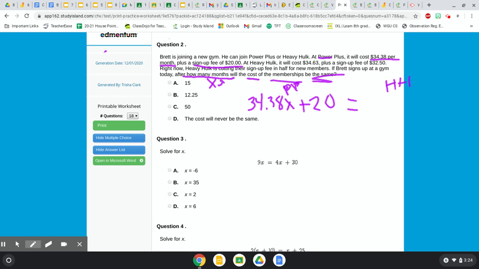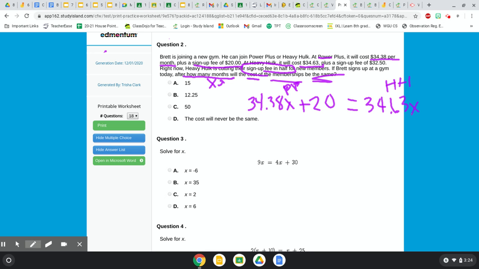Now I have to think about Heavy Hulk, but I have to keep this sign up fee is in half in mind. Okay, so right now it's going to cost $34.63 per month. So that's something that's going to be with that variable. So you have $34.63 because you're doing it multiple times. Okay, so that's why it's being multiplied by x.